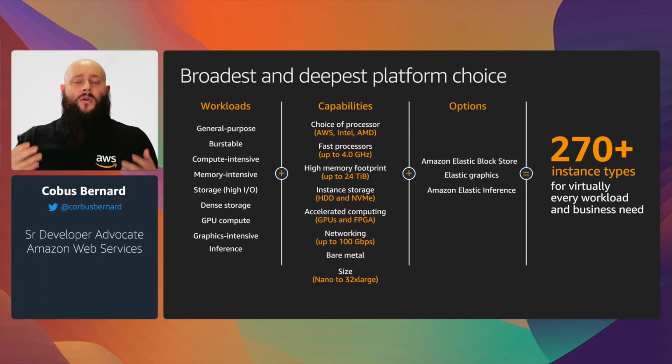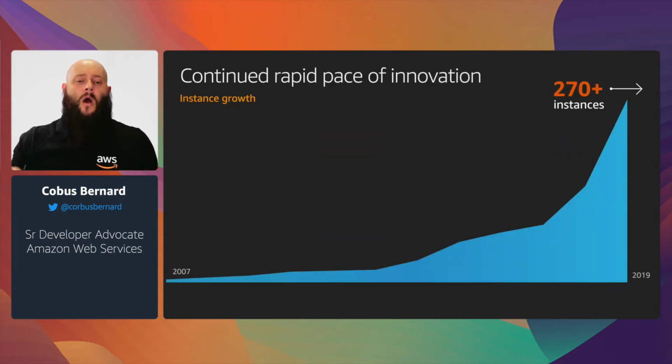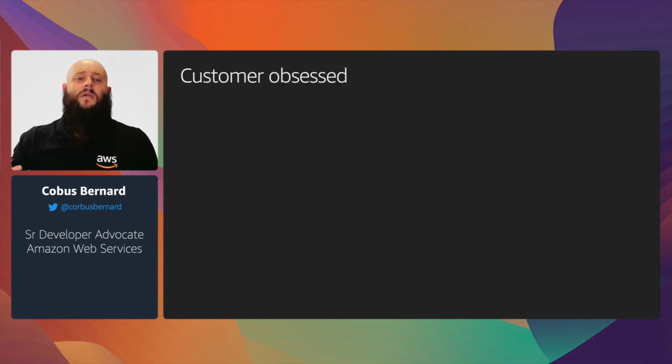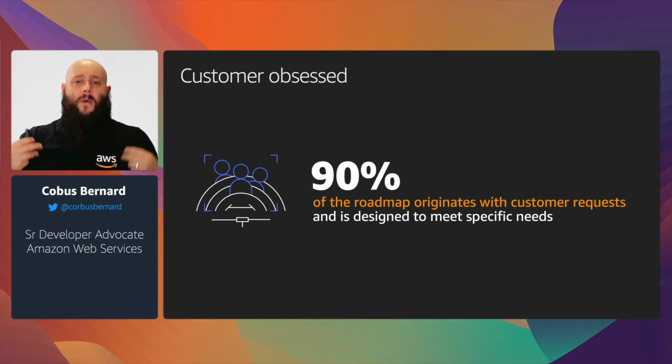You get more than 270 different instance types. And if we look over the history of how we released these, you can see that we've created quite a lot of different instance families. The reason for this is that 90% of our roadmap is driven by customer requests. So we created all of these different instance family types based on feedback from customers, continually pushing us to provide better and better infrastructure for them to suit their specific workloads.